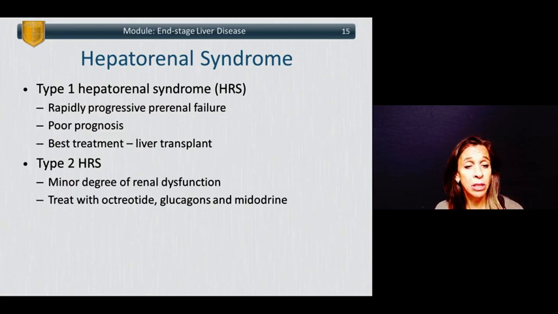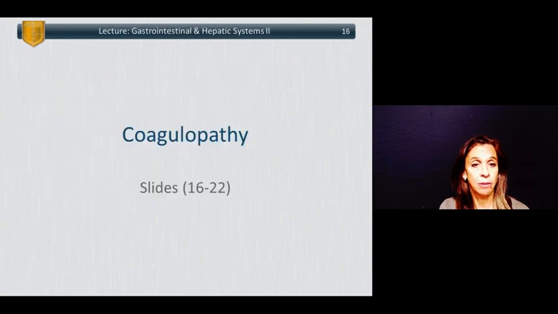Type 2 hepatorenal syndrome is generally milder, has a more gradual onset, more limited degree of renal dysfunction. It can be treated sometimes with octreotide, glucagon, or midodrine to affect a renal vasodilation.